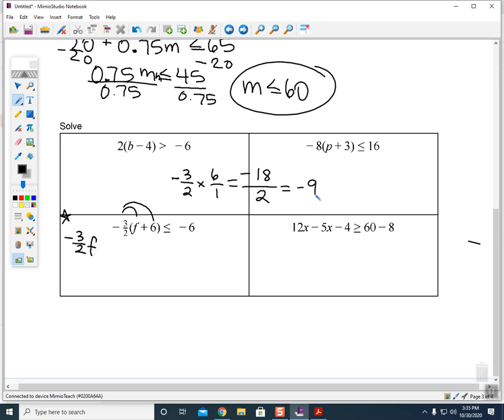So I'm going to have -3/2 f minus 9 needs to be less than or equal to -6. Next, I need to undo my addition and subtraction. So I'm going to add 9 to both sides. Now I'm left with -3/2 f is less than or equal to -6 plus 9, which is +3.